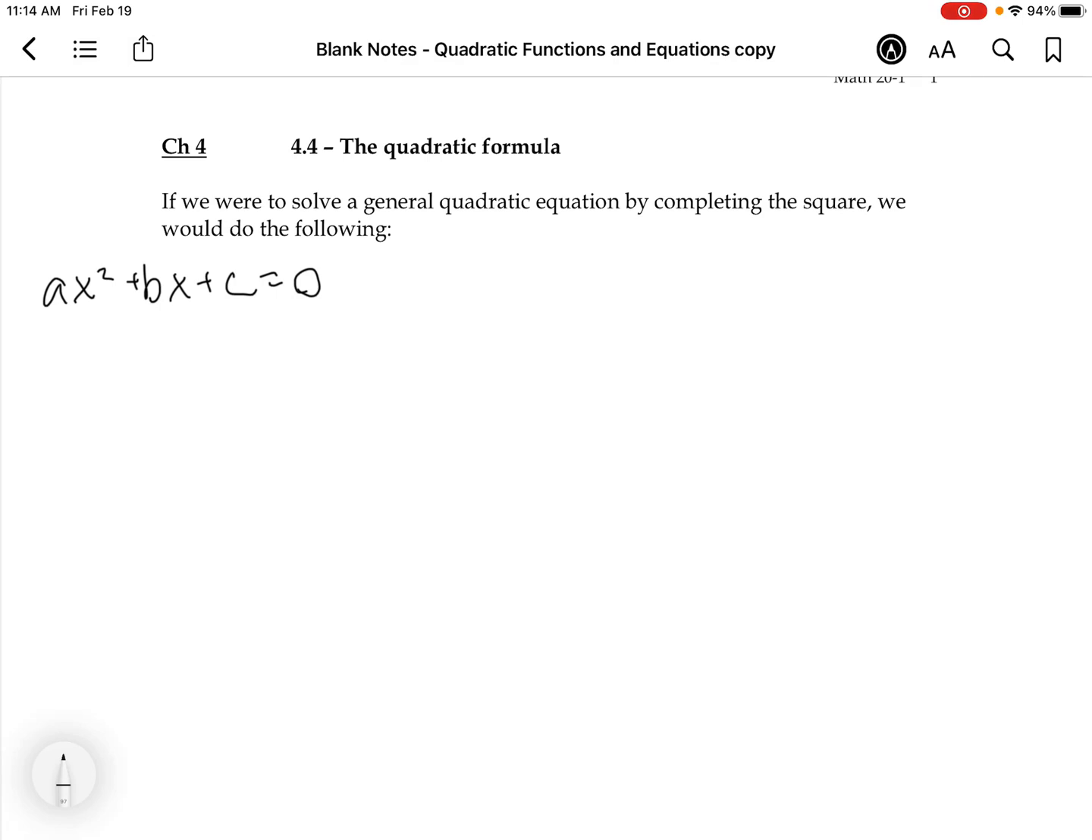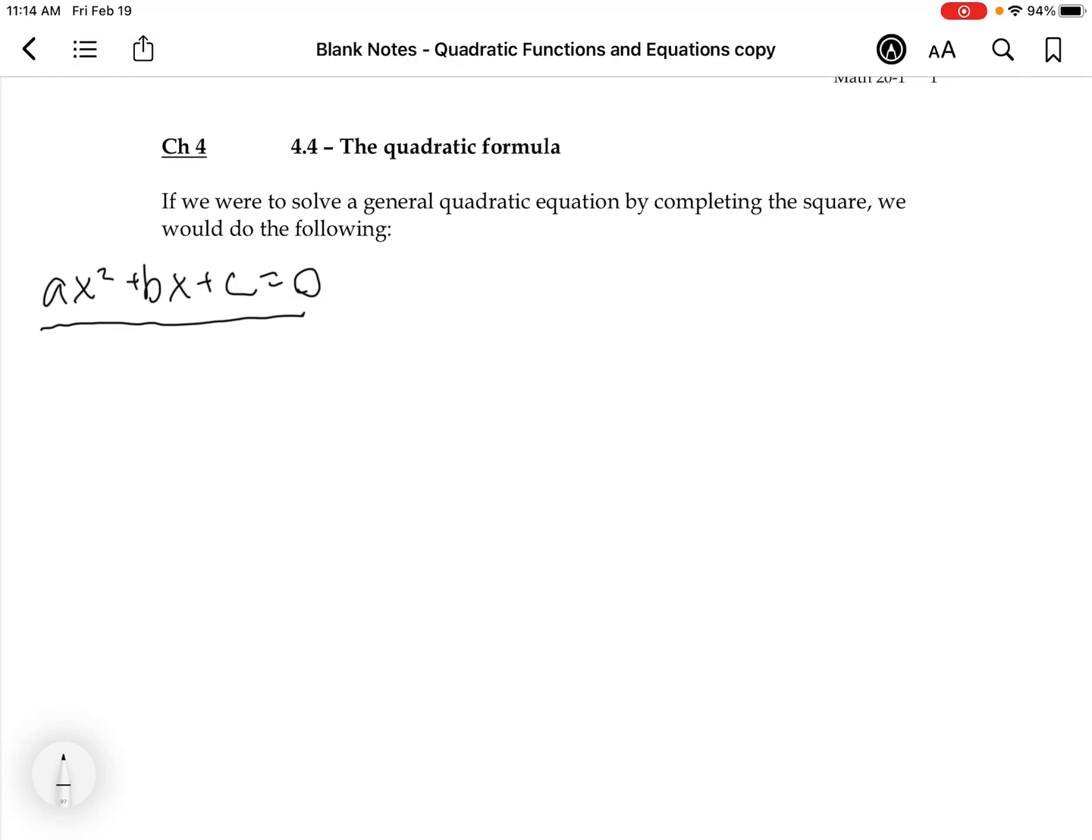Then we don't have to go through that process every single time of completing the square, and then things become much more efficient, okay? So what we're gonna do is we're gonna do a bunch of algebra to essentially take steps to isolate x from this equation, okay? And in this equation, we're gonna assume that a, b, and c are numbers.